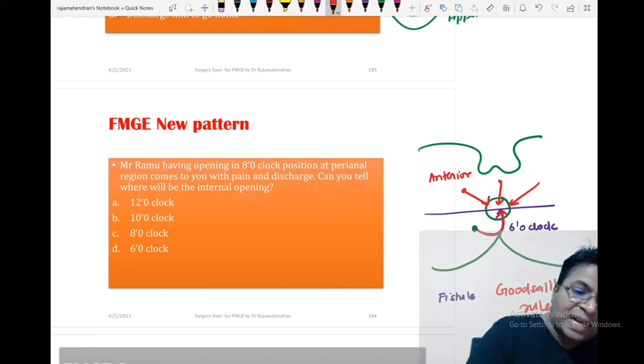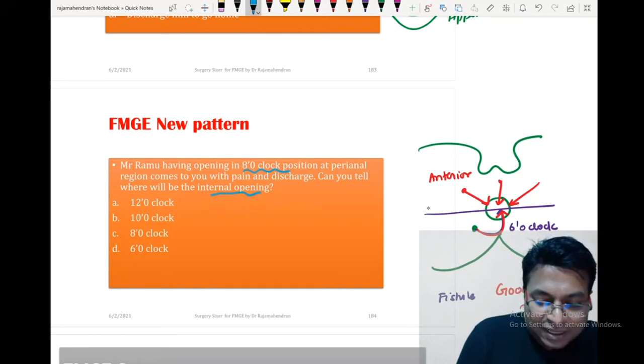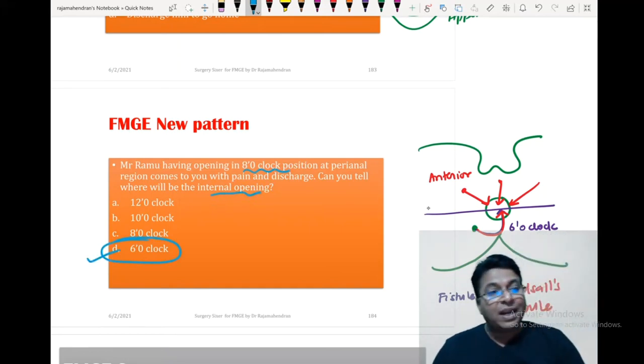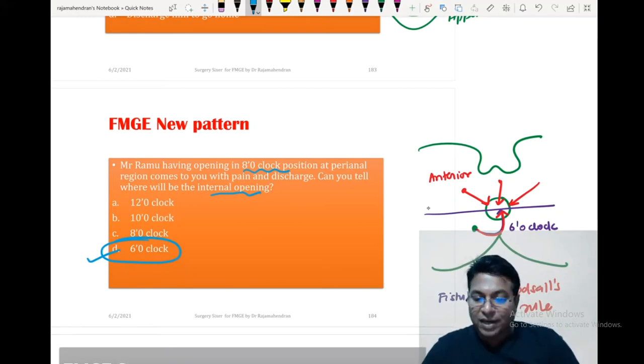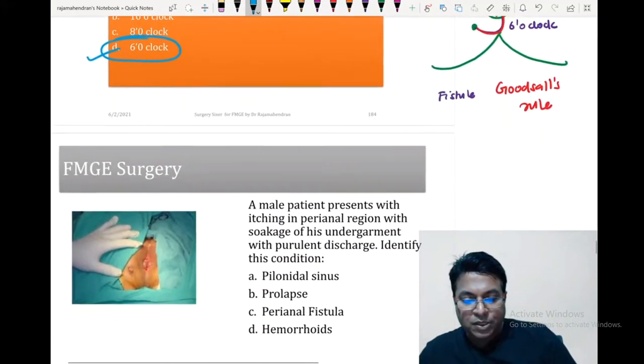So now where will be the internal opening is the question. There is an 8 o'clock position. There is an opening. Inner opening will be seen at 6 o'clock. Answer is 6. According to Goodsall rule, the inner opening will be at 6 o'clock. So please don't forget this question. So these are last year questions.